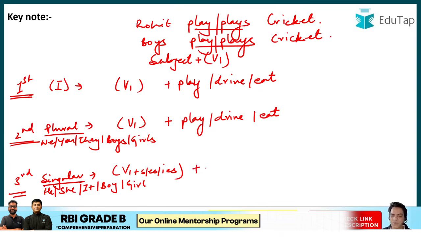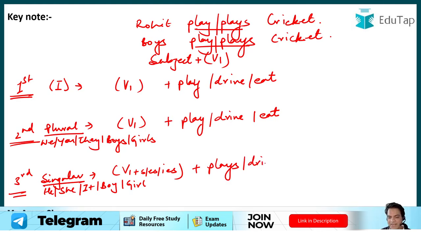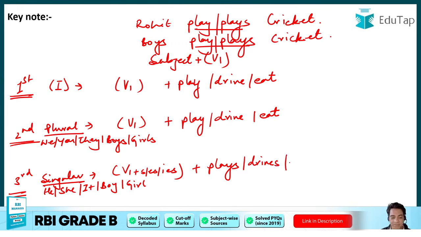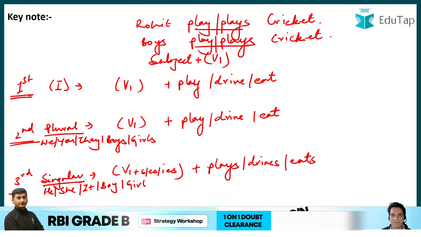So with singular, what do we say? We don't say he play cricket, we say he plays cricket, right? He drives or she drives or Rohit drives or Reena drives a car. My friend eats, because my friend is singular, my friend eats non-vegetarian food. He eats, she eats, Rohit eats, Reena eats.